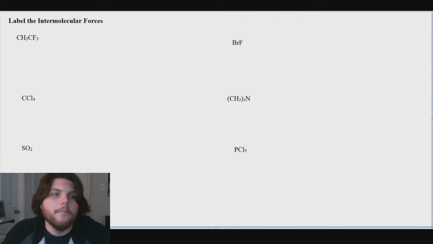Maybe I'm crazy. But, so the first set of problems here, you guys should be able to see them on the screen, is essentially just labeling the intermolecular forces of these 6 compounds.